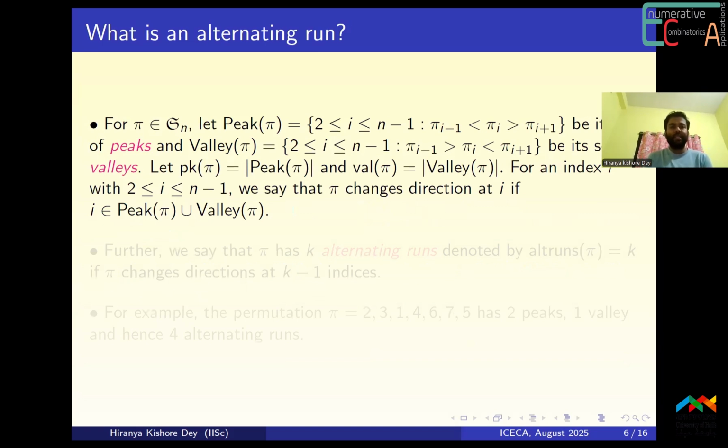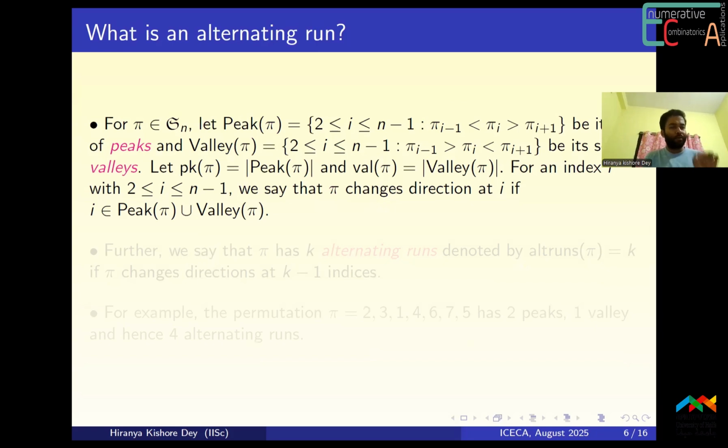In this work, we are interested in alternating runs. So what is an alternating run? For a permutation pi in Sn, consider the set of peaks of pi. These are those indices i such that the value pi i is greater than its predecessor and also its successor. And the valley set is just the other way around: those indices such that the value at the ith index is less than its predecessor and successor. Let peak pi be the cardinality of the peak set, and val pi the cardinality of the valley set.